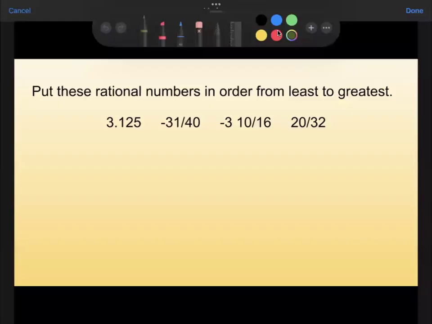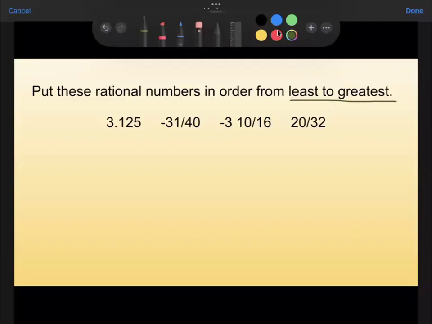Okay, here is our next one. This one has 4 rational numbers to put in order: 3.125, negative 31 over 40, negative 3 10/16, and 20 over 32. So we have quite a bit over here. But the good news is it goes from least to greatest this time. So we don't have to flip it at the end.